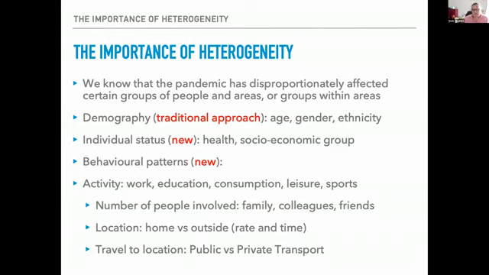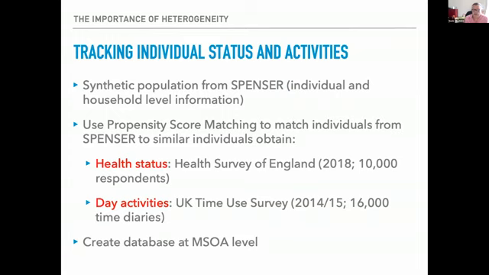And so we had information on activities: work, education, consumption, leisure, sports. Also locations, how much time people spend in their homes and outside their homes and where they might be, and the travel between locations. And we took as our base population this Spencer data set, which gives information on individuals and household level information.